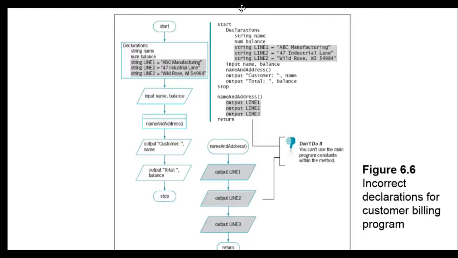Our logic here: we're going to start, and we're going to have a stop. If I look on the right-hand side, our program is actually between the start and the stop. And then that name and address function, module, whatever we want to think of it as, is actually down below the main program.